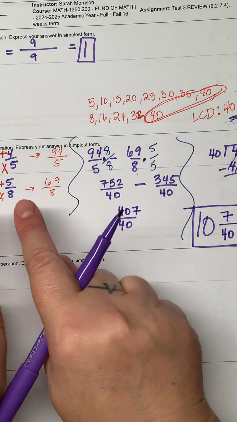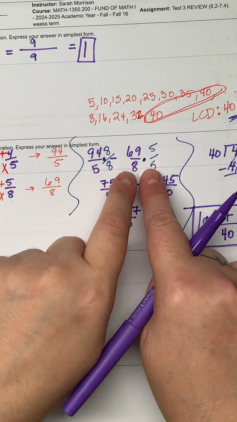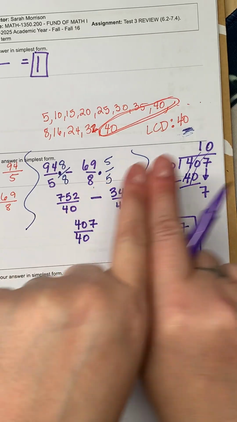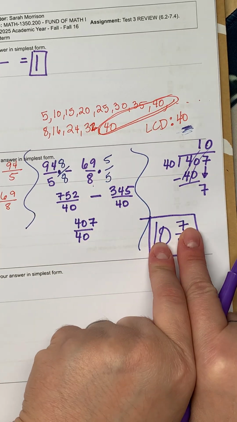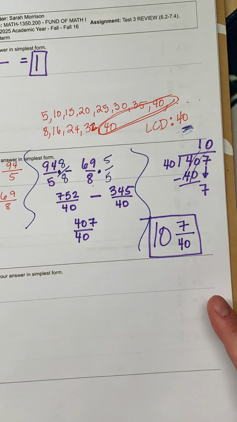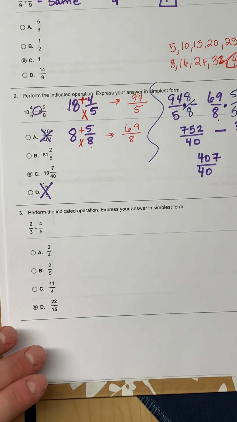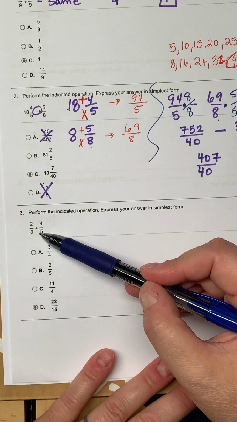Okay, so again, first we had to do Texas. Then we had to do an LCD. Then we had to divide it out to come up with a mixed fraction. Okay, let's look at number 3. Number 3, we're adding fractions.